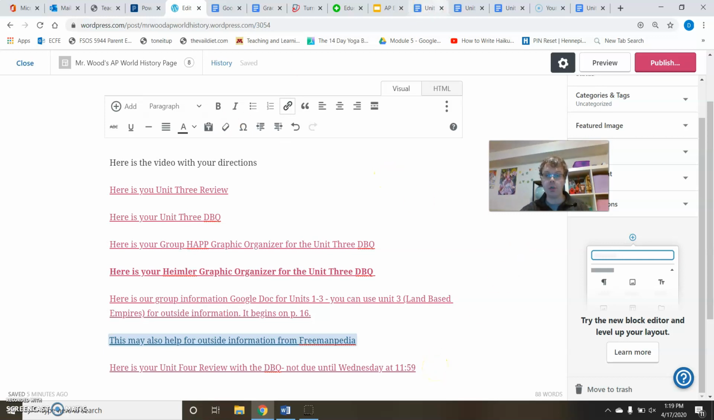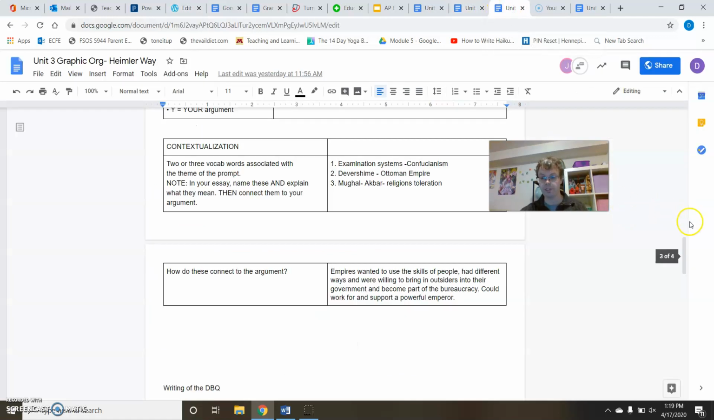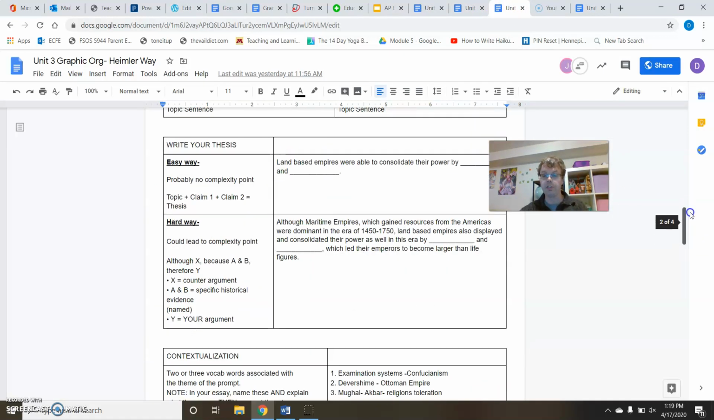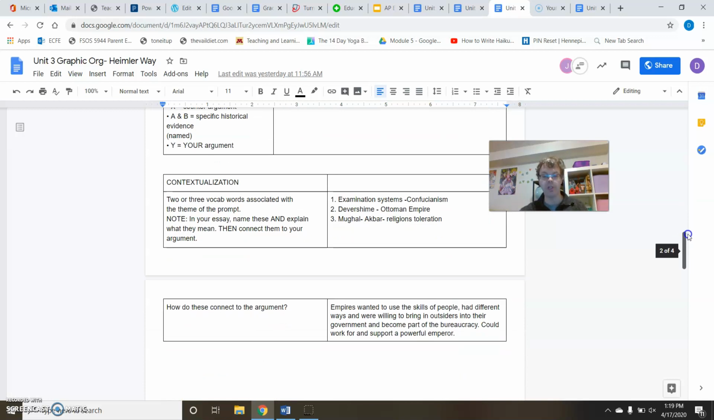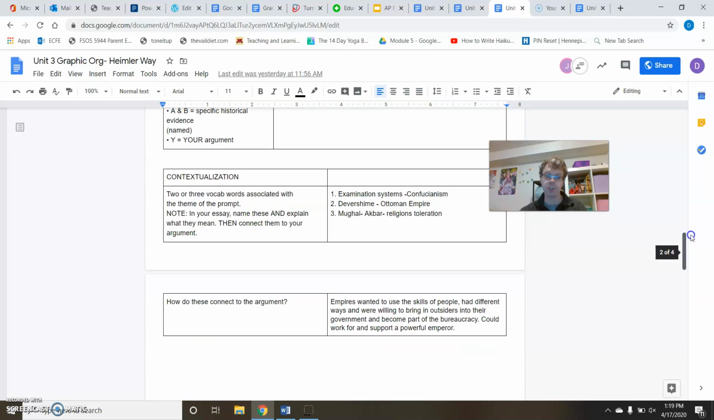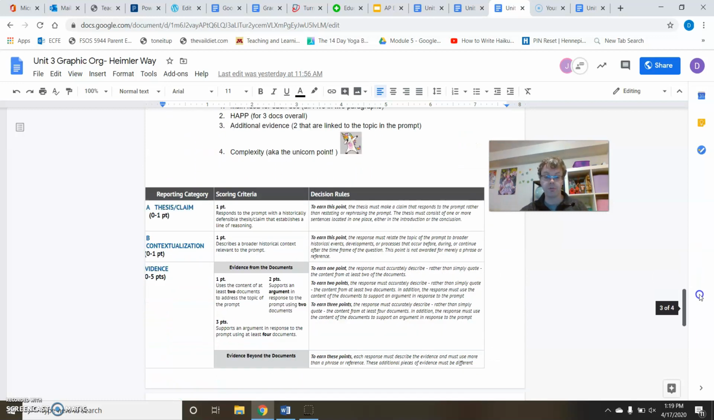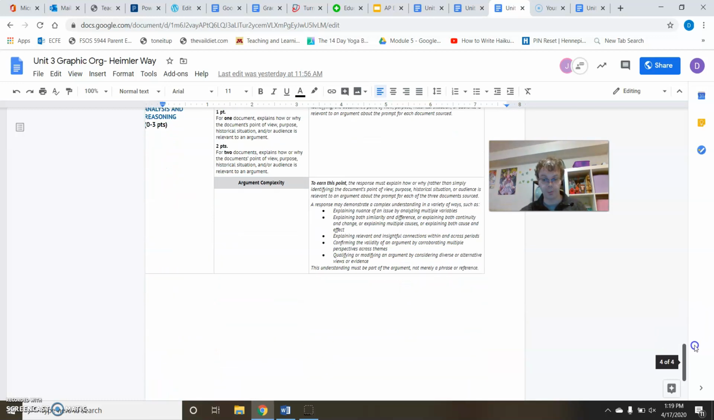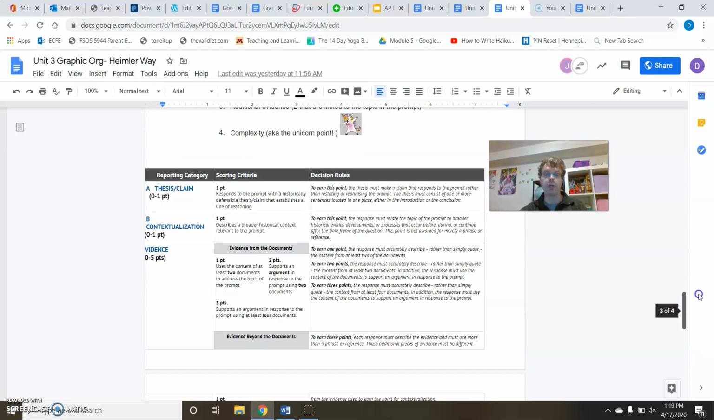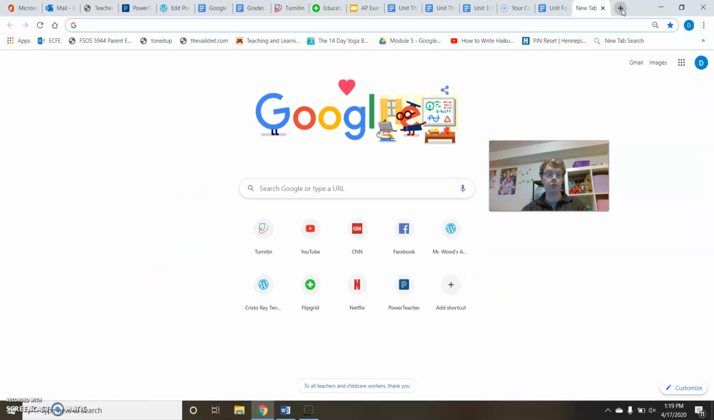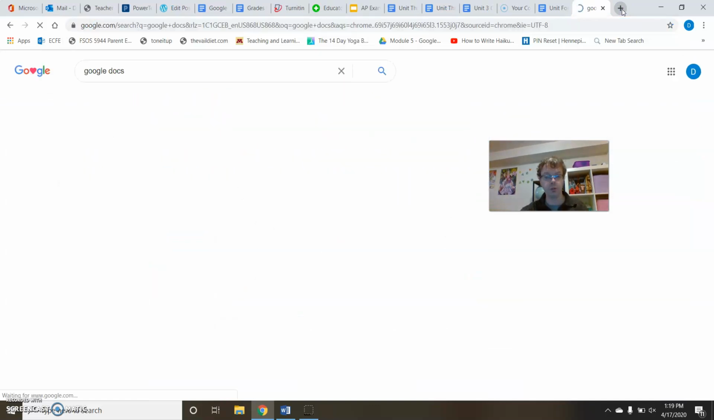All right, well, let's go ahead and look at our Heimler graphic organizer that I made for you, and we're going to continue where we left off last time. So we had just finished our context and our thesis statement, and we are pretty much ready to write with our rubric here. I'm also just going to open up a document because you're going to turn in your DBQ on turnitin.com. So go ahead and open up a new Google Doc.